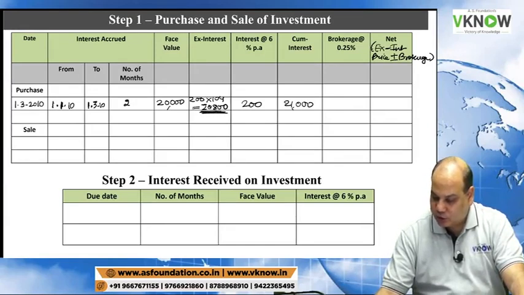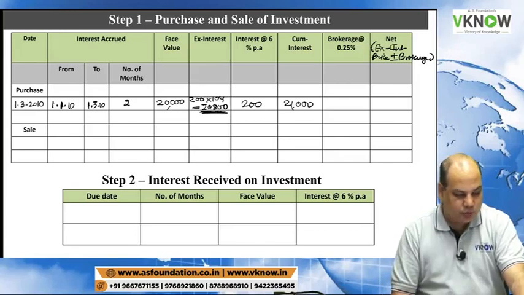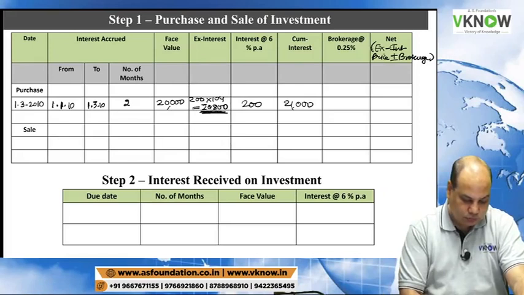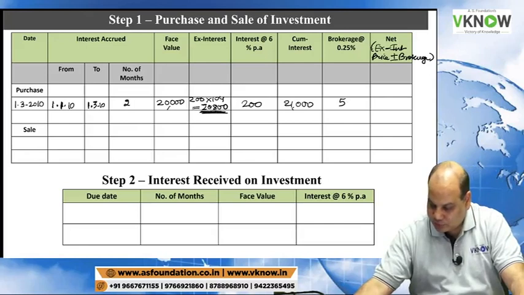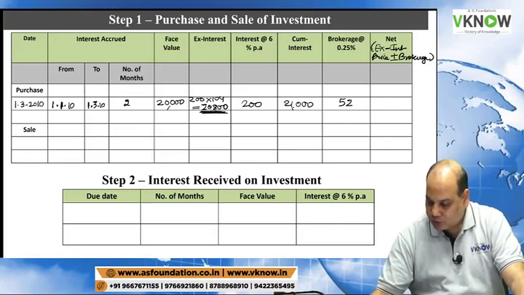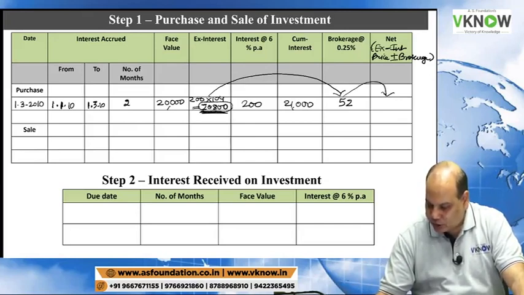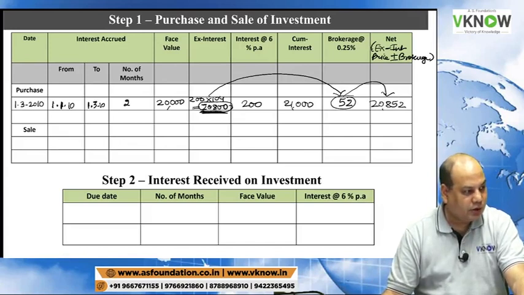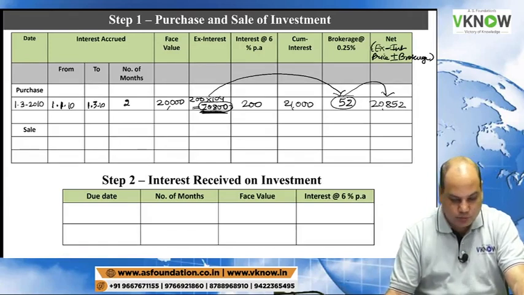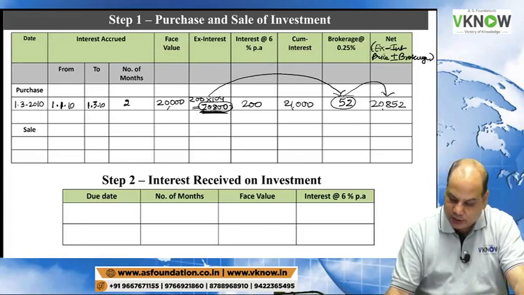20,800 into 0.25% is 52 rupees. So the investment will be capitalized in the books at 20,800 plus 52. So that is 20,852.